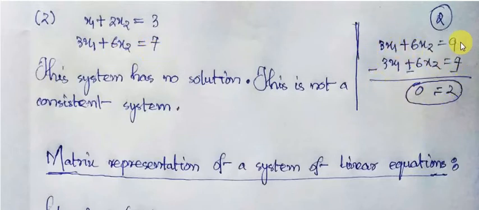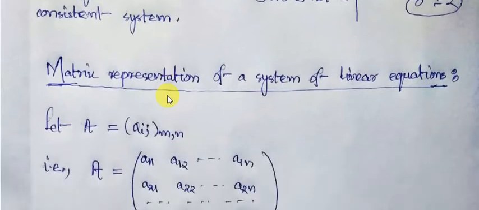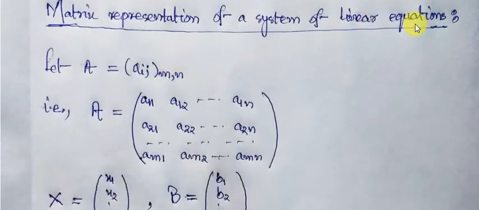the elimination procedure, then we shall have this result 0 equal to 2, which is absurd. So actually this tells us that this system of equations has no solution. And as this system of equations has no solution, we shall call this system of equations an inconsistent system. Okay. Now we shall know about the matrix representation of a system of linear equations.